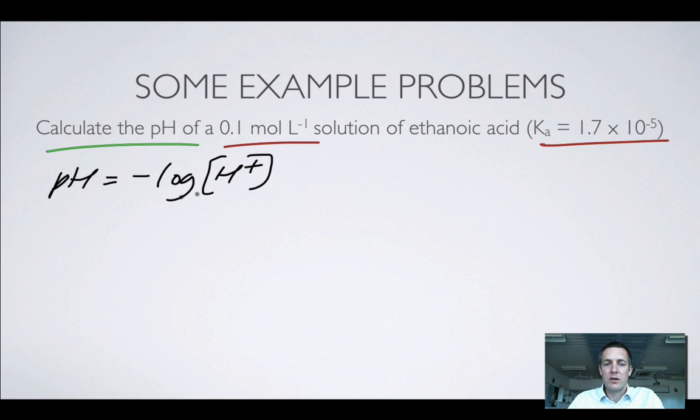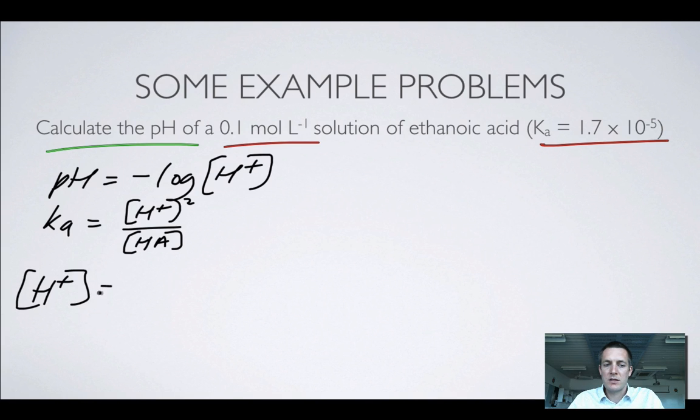And we also know that Ka equals the concentration of H+ squared over the concentration of the acid. So in other words, I can rearrange this expression hopefully to give me an expression for H+, because then I can find H+ and plug it into my expression for pH. So hopefully we can see that if Ka equals this squared over HA, then the concentration of H+ is equal to the square root of Ka times the concentration of HA.